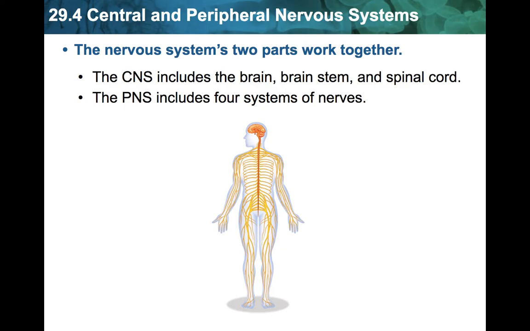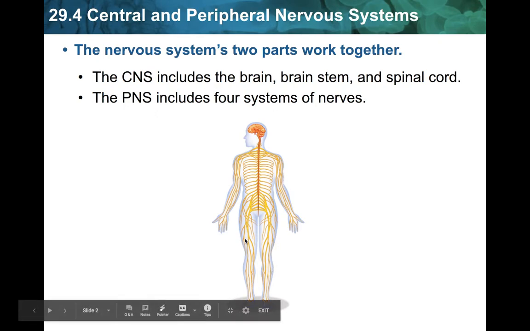CNS includes your brain, brainstem, and spinal cord. So again, this is the central nervous system. These are all the central parts: brain, brainstem, spinal cord. PNS, peripheral nervous system, is like all the outer parts, and includes 4 systems of nerves. So that's what all these yellow things are. Those are nerves.